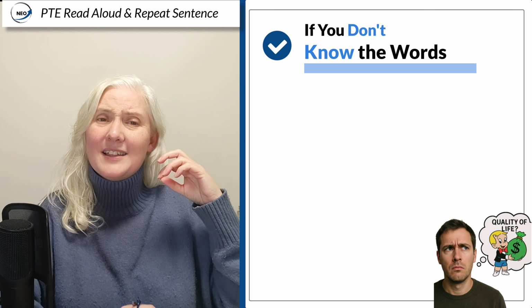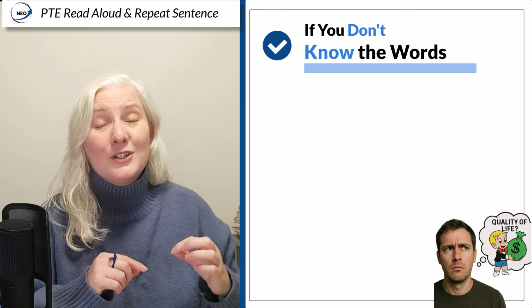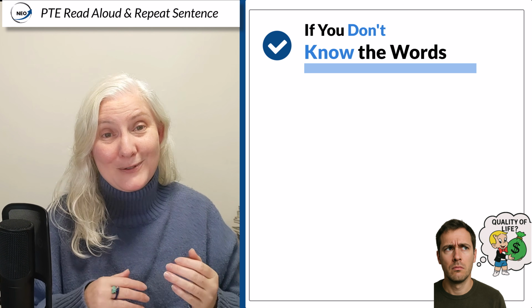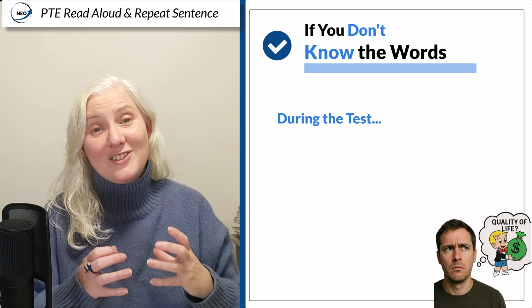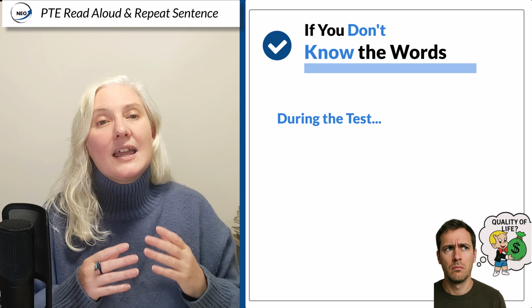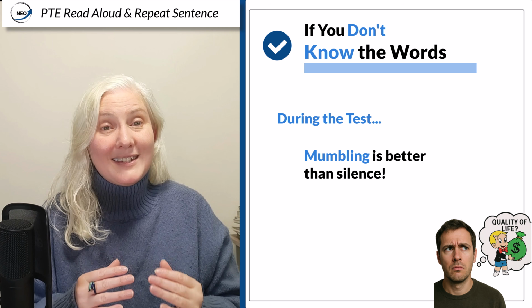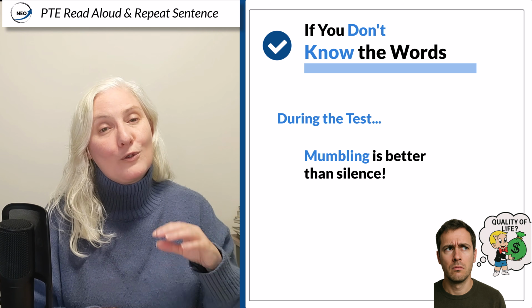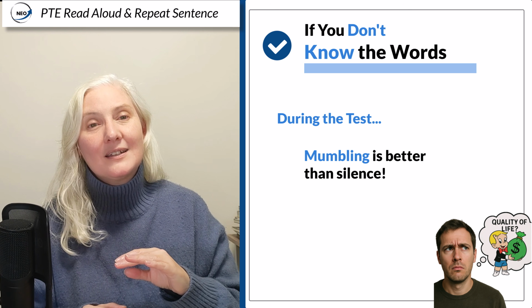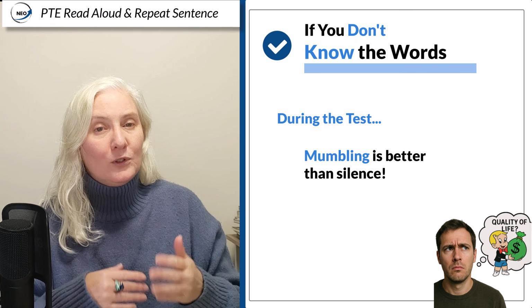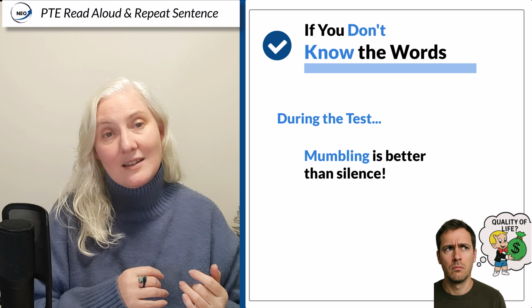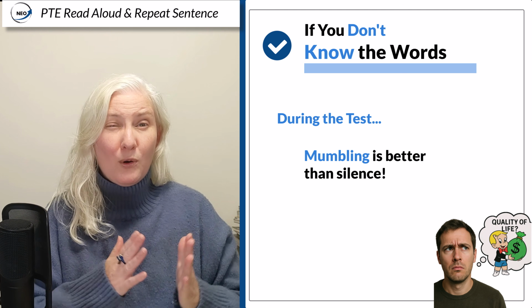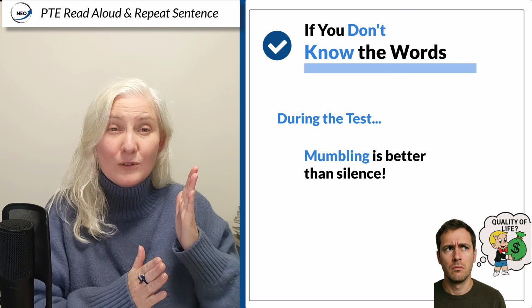Okay, now let's imagine that you don't know the words and you also don't have time to study. You just need a strategy to survive the test. In that case, if in doubt, mumble. Okay? It is better to mumble something so that you can maybe get some fluency points than to say nothing or to pause. If you pause, you lose fluency points.